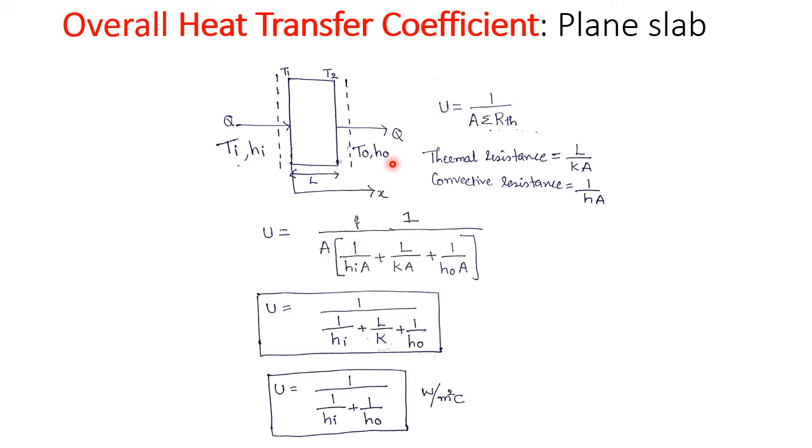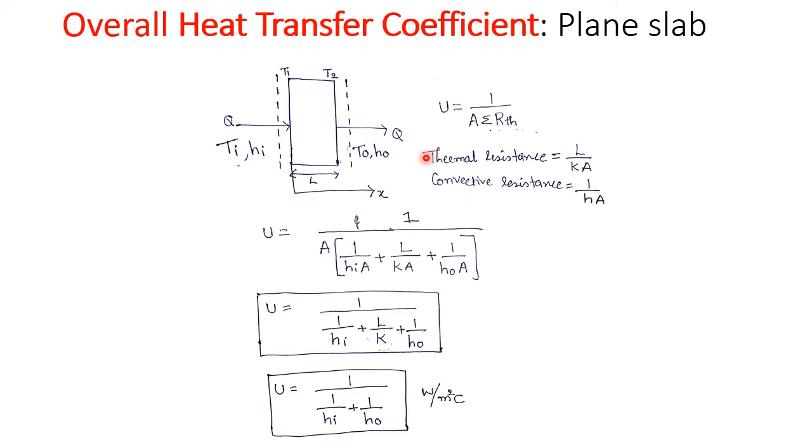So here three types of heat transfer take place. One is convection heat transfer, from here to here conduction heat transfer, and then from here to the outside cold fluid again convection heat transfer takes place. That means here the thermal resistances are in series: convective thermal resistance, conduction thermal resistance, then again convective thermal resistance.